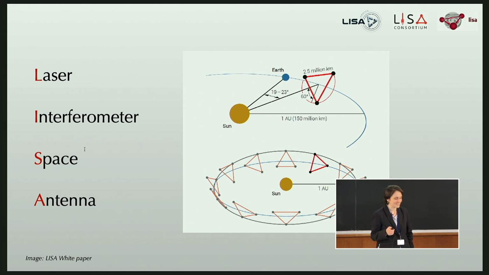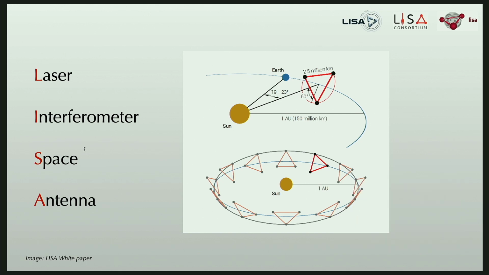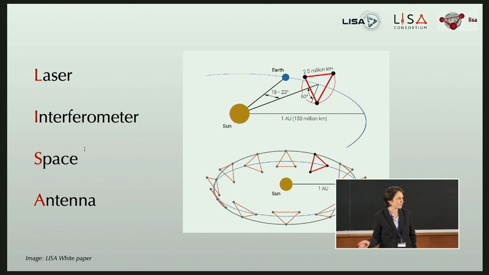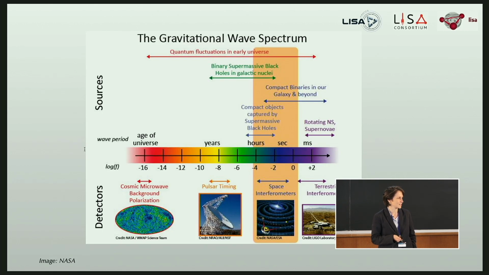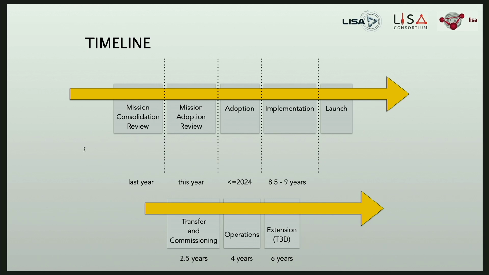So LISA is the Laser Interferometer Space Antenna. That is a gravitational wave detector that is going to be three spacecraft separated by 2.5 million kilometers, following the Earth on its orbit, and it will detect gravitational waves in a lower frequency band compared to the ground-based detectors.